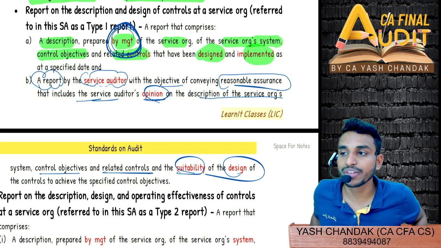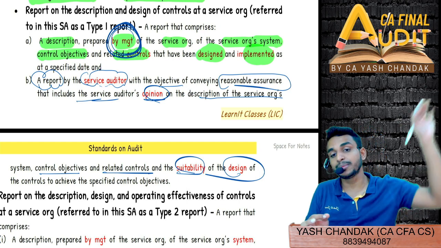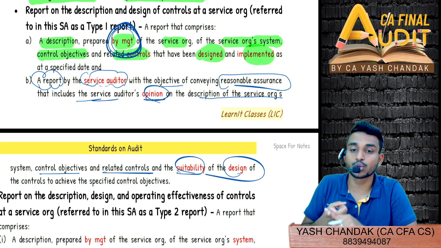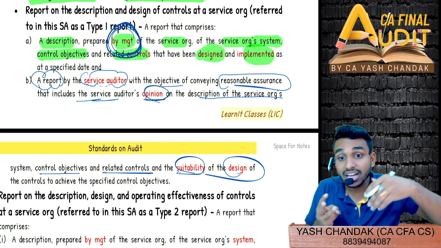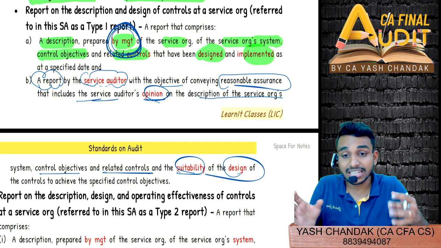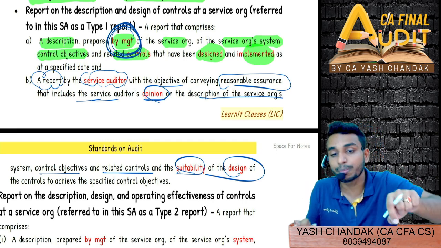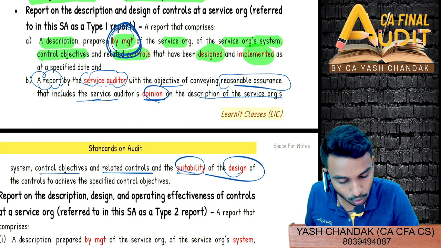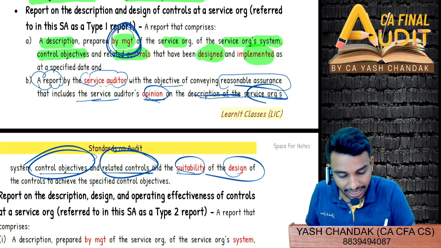So in type 1 report, we are obtaining the report from the service auditor, that is the auditor of X Limited. We are the auditor of Wipro. We are asking the management to describe what all controls are there, the control objectives, and any other related controls with respect to that employee benefit expense, right? And then in the second point, we are also obtaining the report from the service auditor. He is expressing his opinion on the description of the service organization's control objectives and related controls.